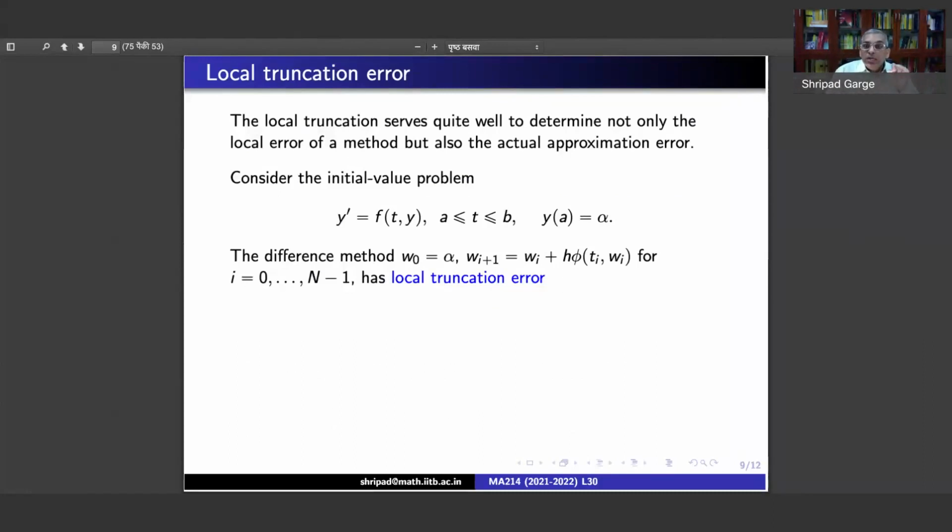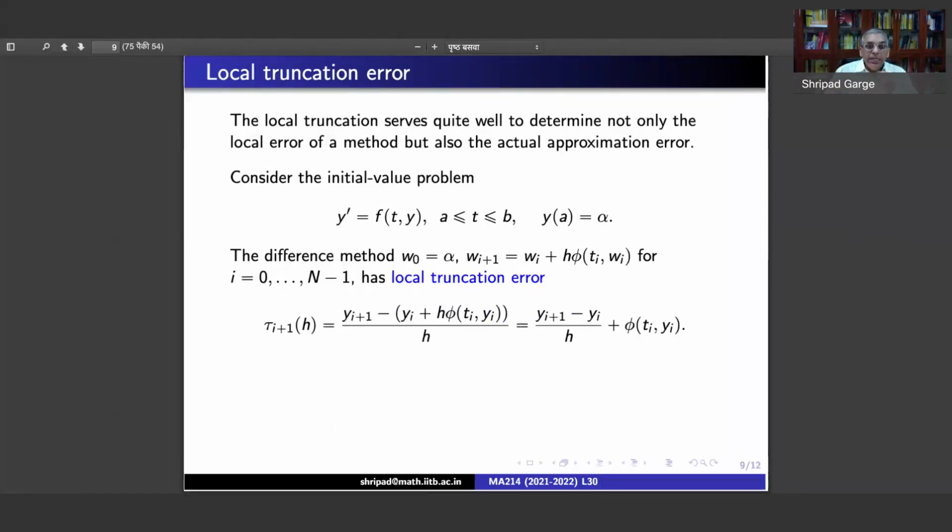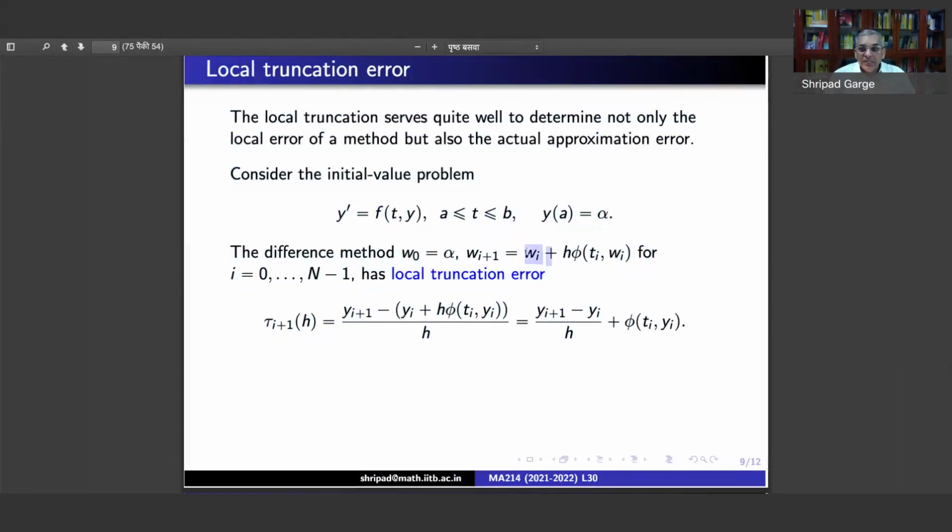Okay, so the local truncation error of this particular difference method is given to be (y_{i+1} minus y_i minus h phi(t_i, y_i)) upon h. So what we have done is that we have taken the actual solution, put it in the difference equation, and we are computing the difference of those two and dividing by the step size. So this is going to be (y_{i+1} minus y_i) upon h minus phi of (t_i, y_i). This is what we have.